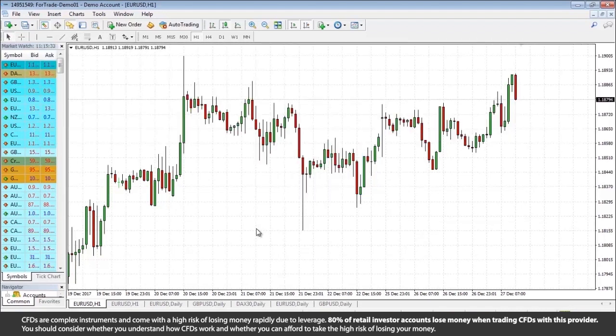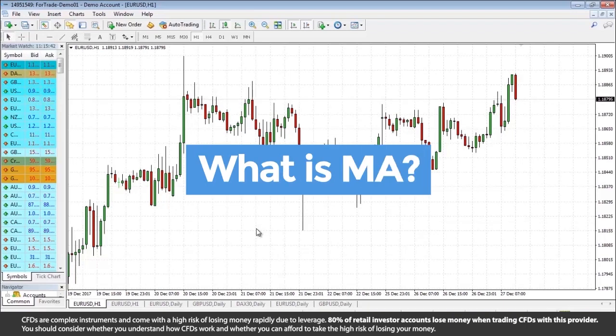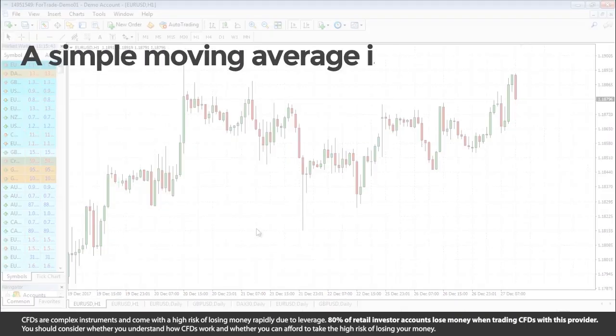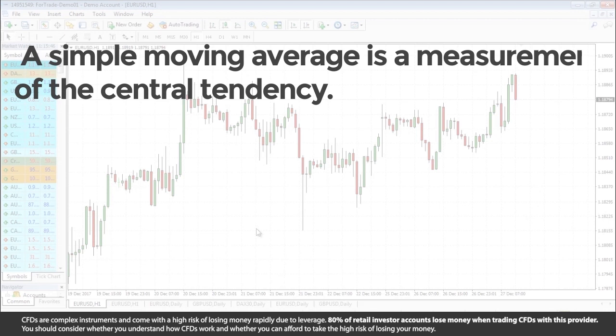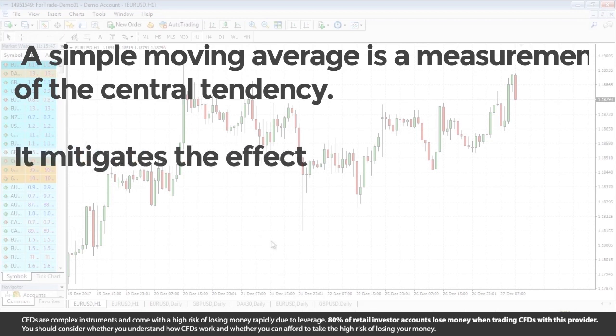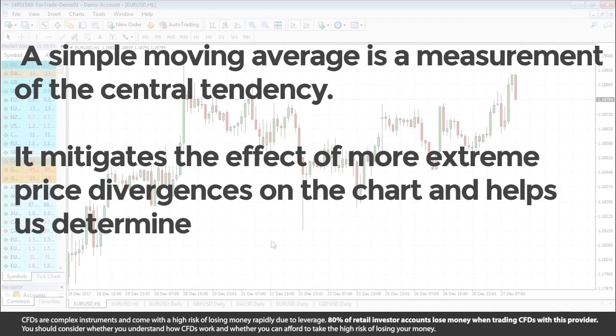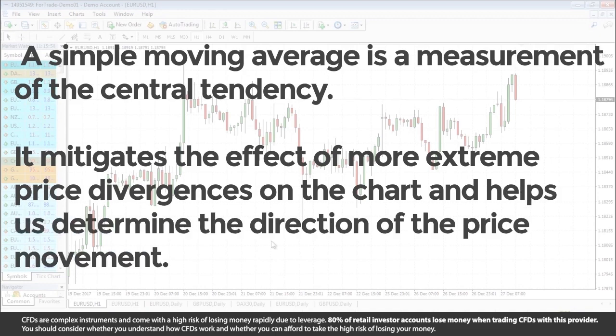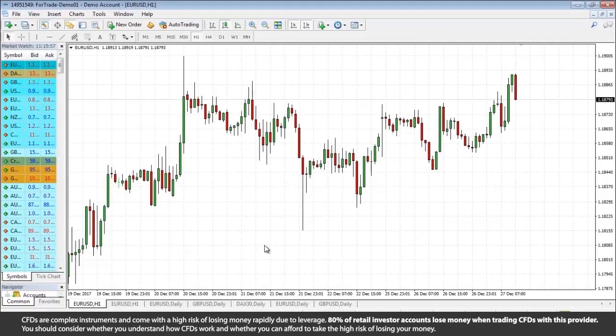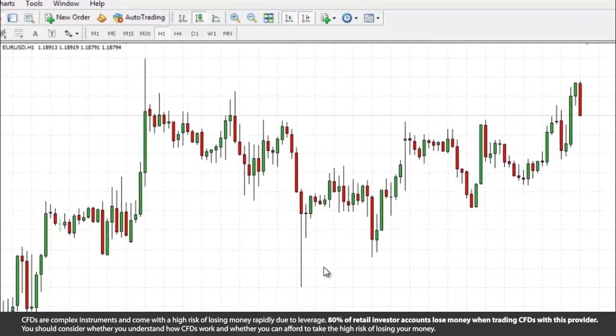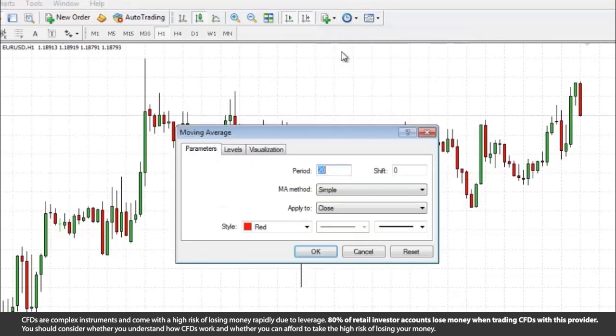Now I'll focus on the moving average indicator, one of the more widely used and simpler tools to help improve your trading experience. So what is MA? A simple moving average is a measurement of the central tendency. It mitigates the effect of more extreme price divergences on the chart and helps us determine the direction of the price movement. If we choose a moving average set at 20 days, the prices in the last 20 days will be added together and divided by 20.